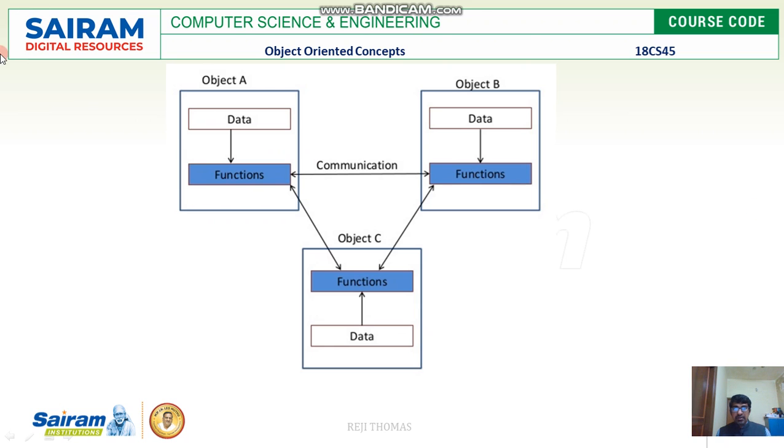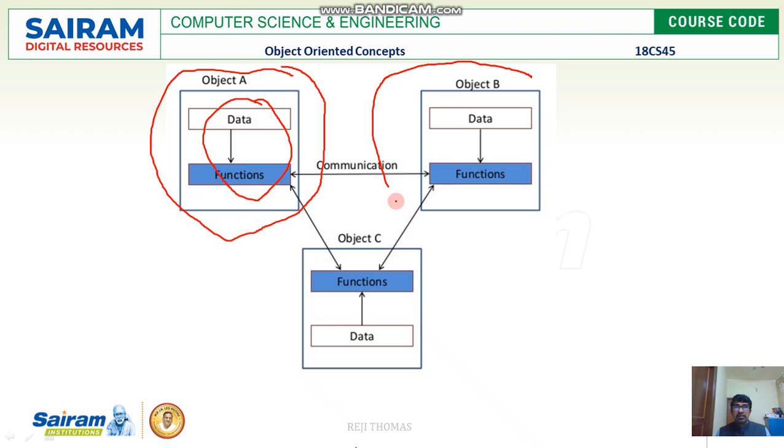Let us see the diagram for this. We give more importance to the object, as I told. Every object contains data and functions, and as you can see in the picture, data and functions are tied together. Data cannot move very freely. You can see the same for the second object, object B, where the data and functions are also tied together.